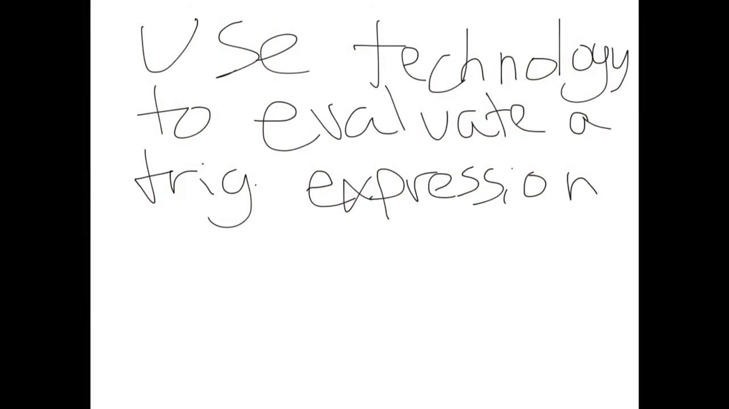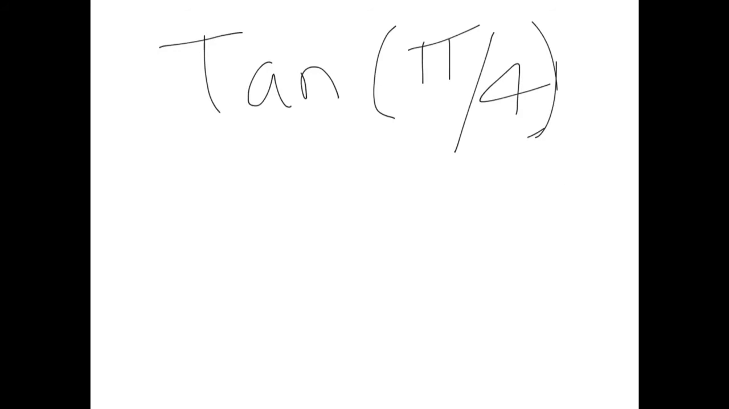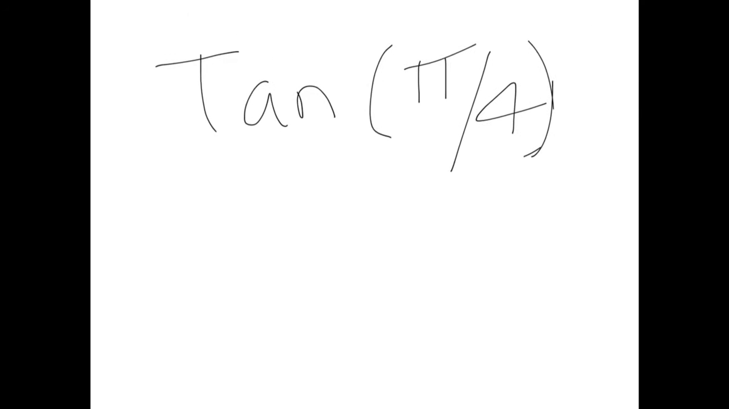I am going to show you how to use technology to evaluate a trig expression. Our equation is tangent pi over 4. When you take your calculator, you're going to press the tangent button, which should already have a parenthesis popped up next to it, and you're going to hit second, which is the yellow button in the top left, and then hit the pi button, which is right above the divide sign. Then you hit divided by, which is right next to the pi button, then 4 and end parenthesis, and you should get 1.